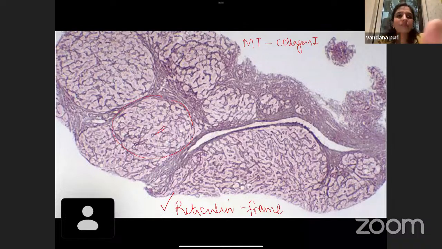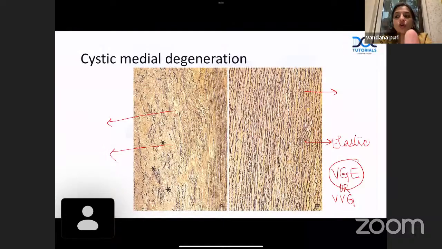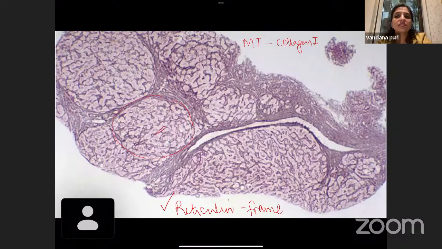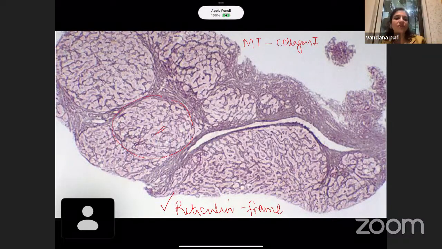So these are some basic stains which you should understand. This is reticulin stain, and Masson trichrome is a stain for collagen. Verhoeff's van Gieson is a stain for elastic fibers. So do not confuse these stains, because they have to be known well, because reticulin and Verhoeff's van Gieson both are black color stains. That is one thing that you all should be very clear with.